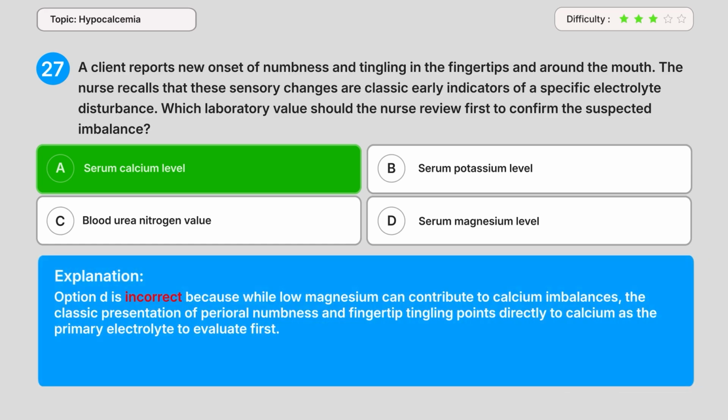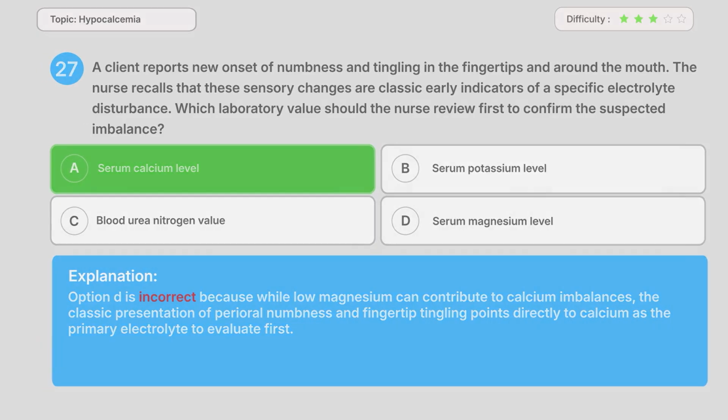Option D is incorrect because while low magnesium can contribute to calcium imbalances, the classic presentation of perioral numbness and fingertip tingling points directly to calcium as the primary electrolyte to evaluate first. Client comes in reporting numbness and tingling in the fingertips and around the mouth.